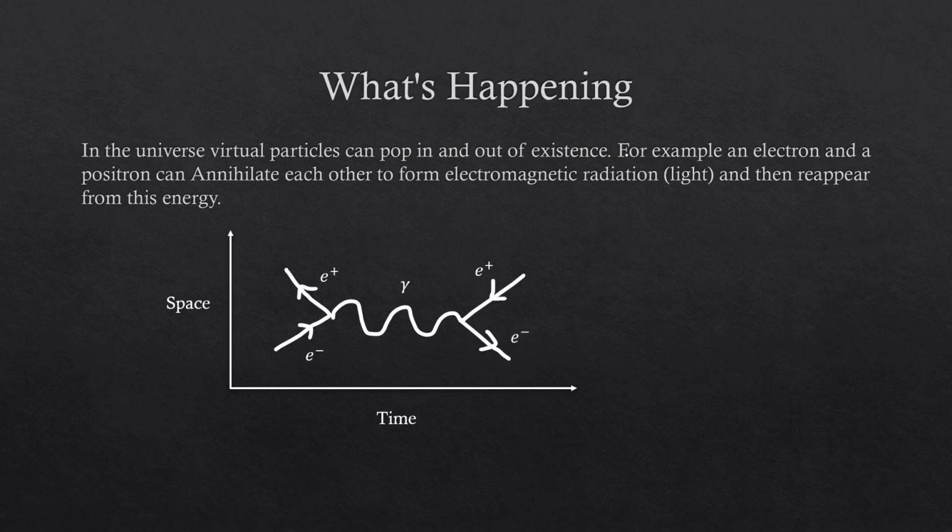So for example, what is actually happening? Virtual particles can pop in and out of existence. For example, an electron and a positron can annihilate each other to form electromagnetic radiation and then reappear to form this energy. This can be represented by this Feynman diagram. We have an electron and a positron going towards each other. They form a photon and then reappear out of nothing.